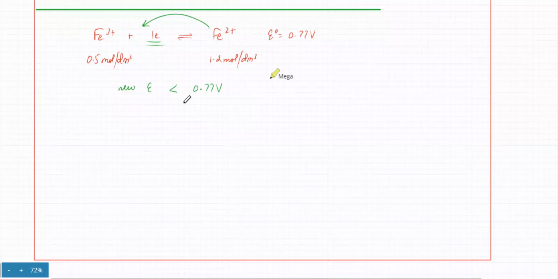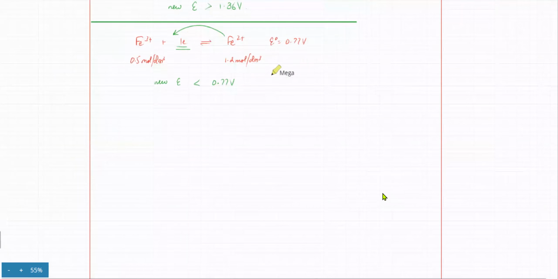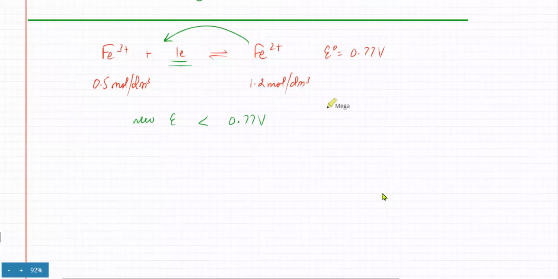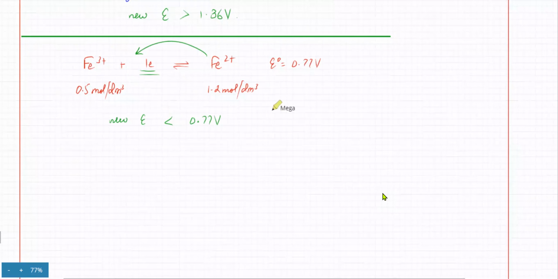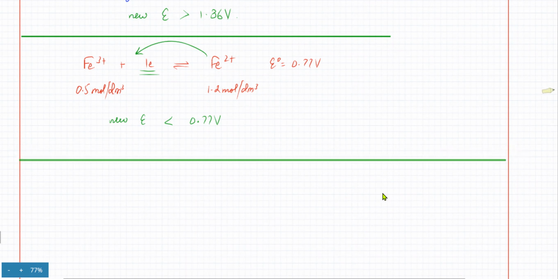So this is what we call just qualitative analysis of an equation. We're just figuring out whether the potential has increased or decreased. Then a lot of times you'll be asked to calculate the value of the potential.